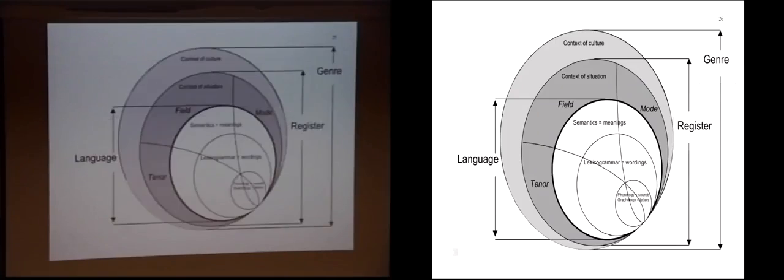Context of culture is the highest level, then context of situation. And then these things are realized in the discourse semantics, the systems of meaning, which is realized in the lexical grammar. We use the term lexical grammar because we don't distinguish words from grammar. It's all just one thing, the language. And then these are realized in the systems of sounds or the writing or the gestures. And so we can see it as concentric circles where you've got your expression.